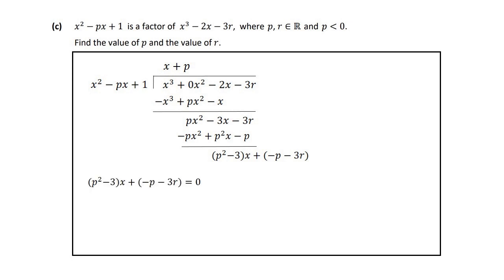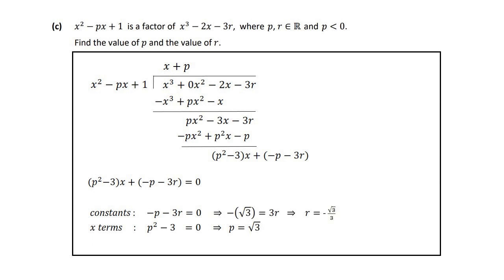Let each term of the remainder equal to 0. We have two terms, the x term and the constant term. By solving each equation individually, we can solve that p is equal to root 3 and r is equal to minus root 3 over 3.